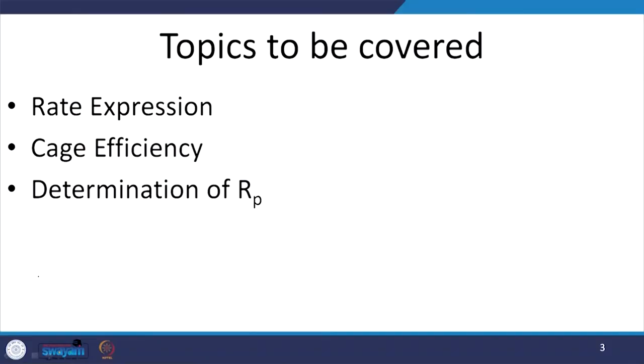And we developed a couple of equations which will be utilized in this particular lecture, especially related to the propagation and termination, especially the combination or disproportionation equations. Now, let us have a brief look at the topics we are going to cover in this lecture. We will discuss the rate expression concept. You know that I discussed the rate constants in the previous lecture. Then we will discuss how we can represent these rate expressions. Then we will discuss the cage efficiency and the determination of Rp.